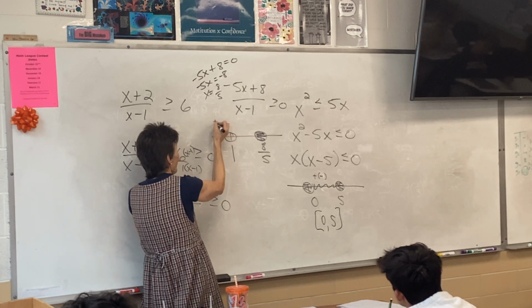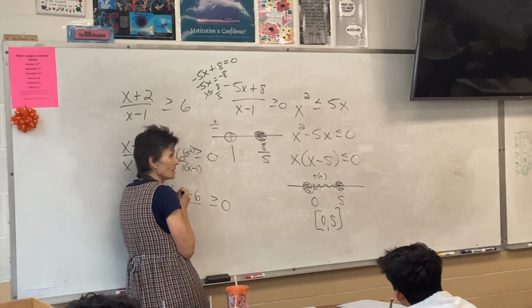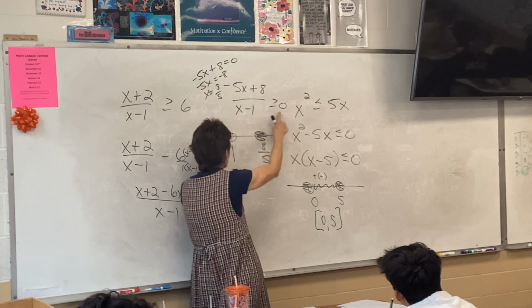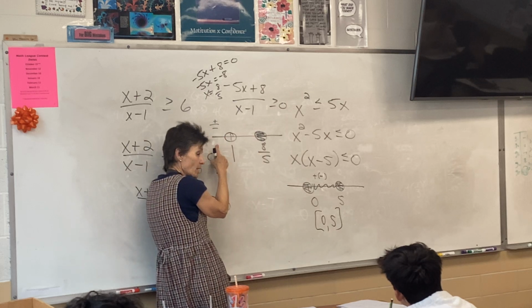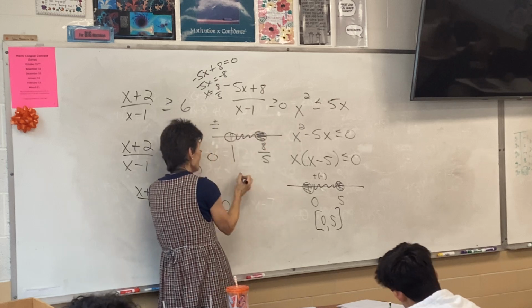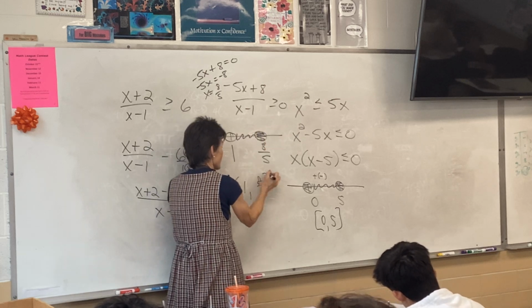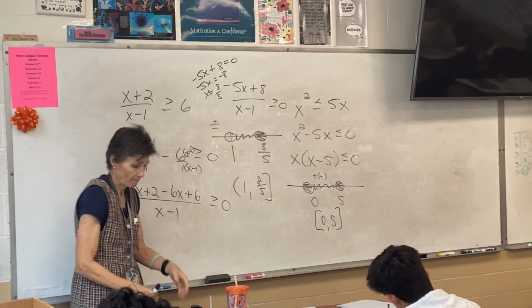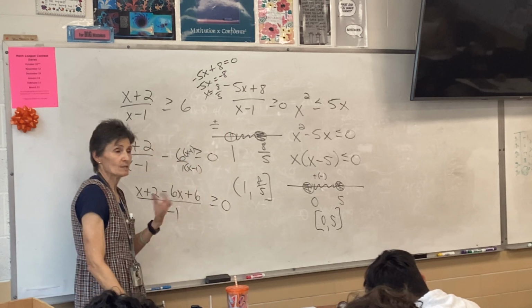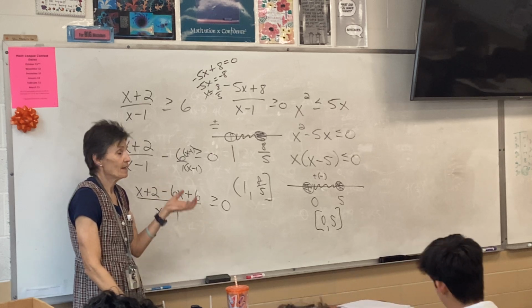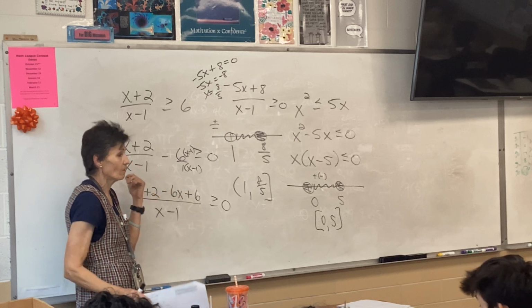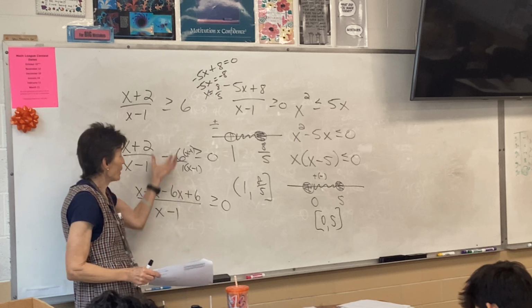Zero would give me positive over negative, which is not bigger than 0. So I will not shade here. I'll shade here and not there. So my answer is... Now, nothing we did there is hard, but there's a lot, and the potential to make mistakes is all over the place. So be careful. Anybody have a question about any of that?